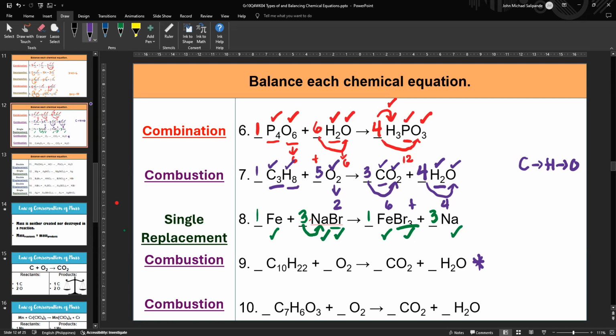In number 10, this is C7H6O3 burning with oxygen to produce gaseous carbon dioxide and water. This is another example of combustion because you have an oxygen containing hydrocarbon on your reactant side, and you burn it with oxygen, releasing very specific products on the right side. Okay, so just like what I said earlier in combustion, start balancing the carbon, followed by hydrogen, and then oxygen. There are 7 carbon atoms on the reactant side and only 1 on the product side. So I have to multiply carbon dioxide by 7.